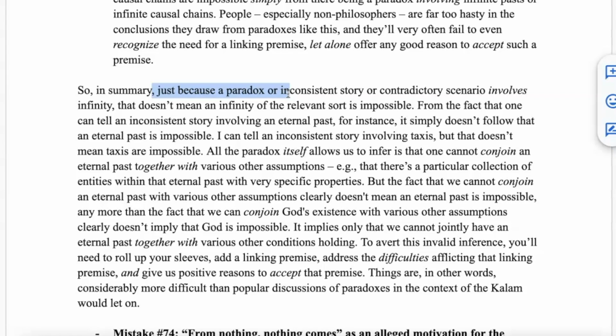All the paradox itself allows us to infer is that one cannot conjoin an eternal past together with various other assumptions. For example, that there is a particular collection of entities within that eternal past with very specific properties.